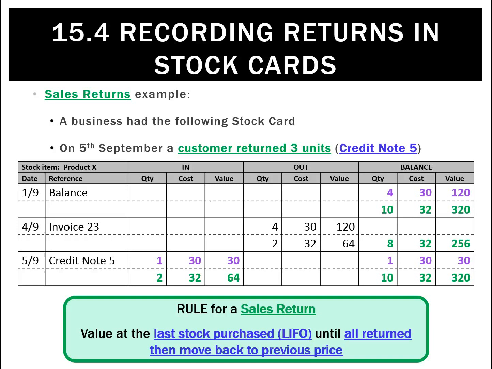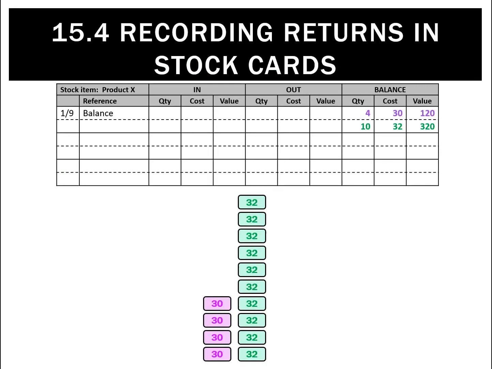So we've applied LIFO until they've all been returned, and that took care of the 10 units at $32. Then we've moved back up to the previous price, which was $30. That's very complicated, so why don't we look at that as a diagram. Here's our stock card, here's what just happened.